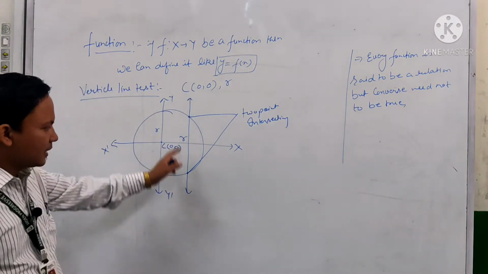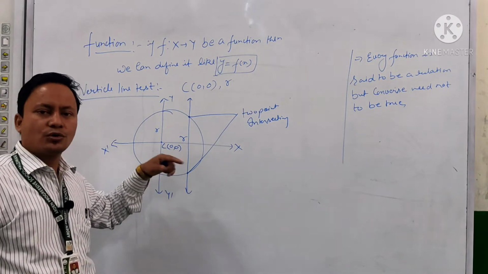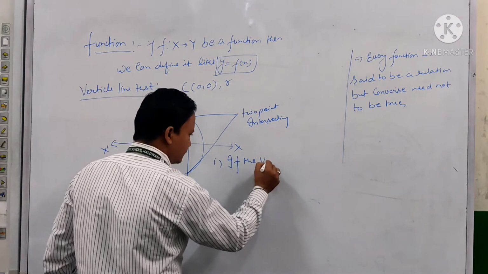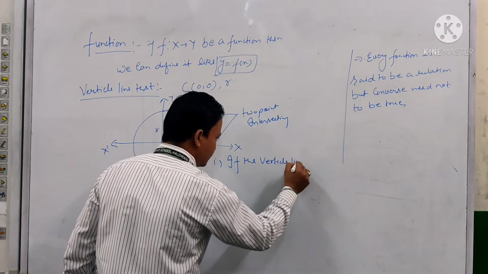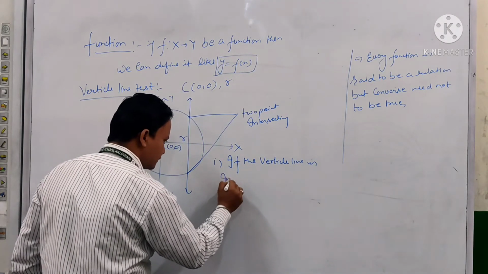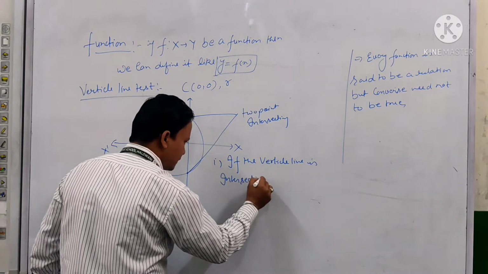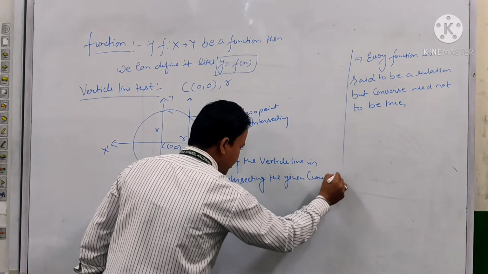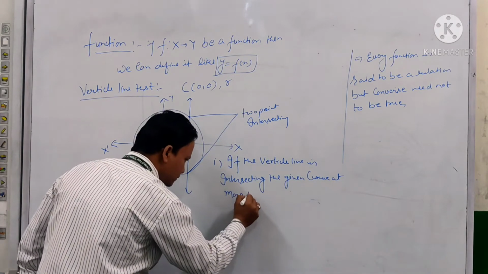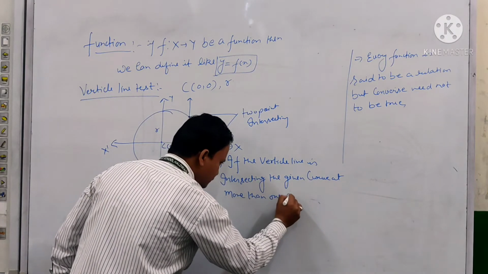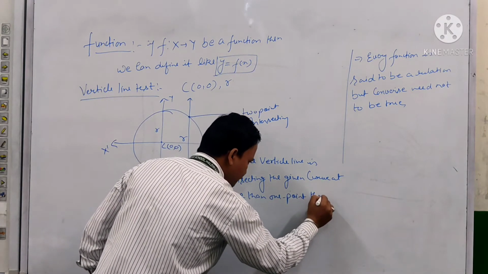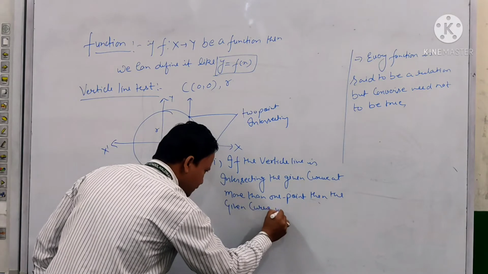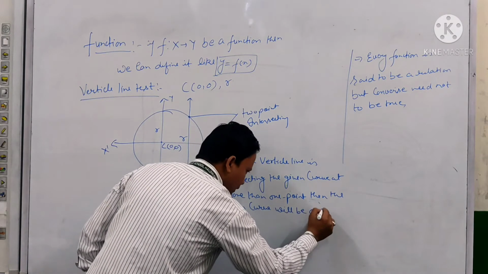Now, if the vertical line is intersecting any curve at more than one point, then it will be a relation. If the vertical line is intersecting the given curve at more than one point, then the given curve will be a relation.